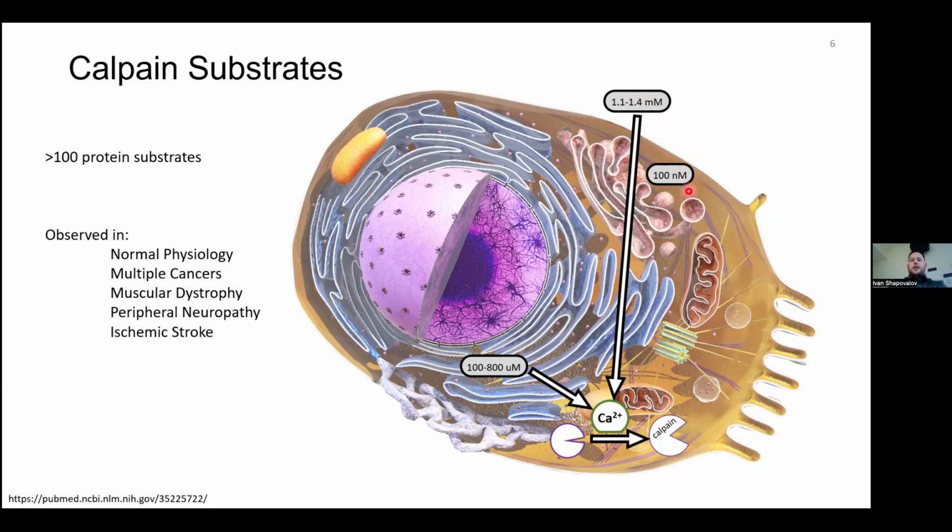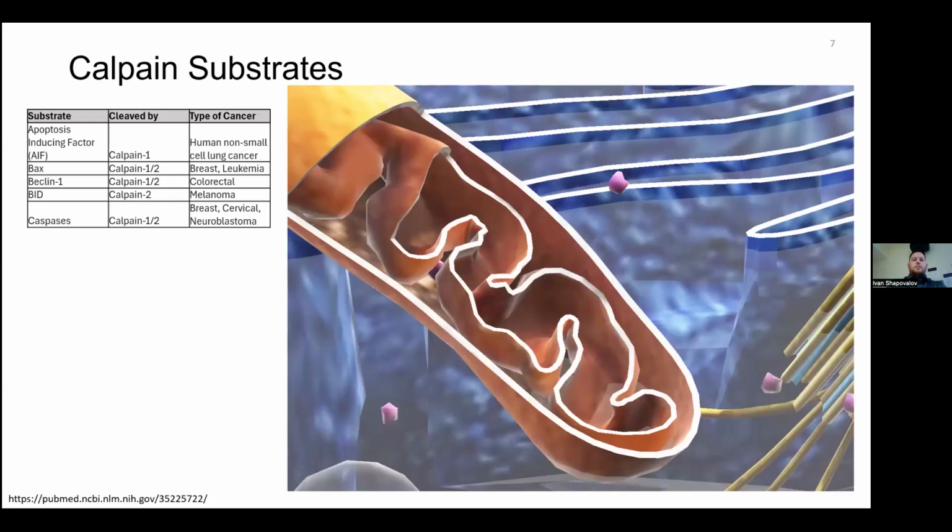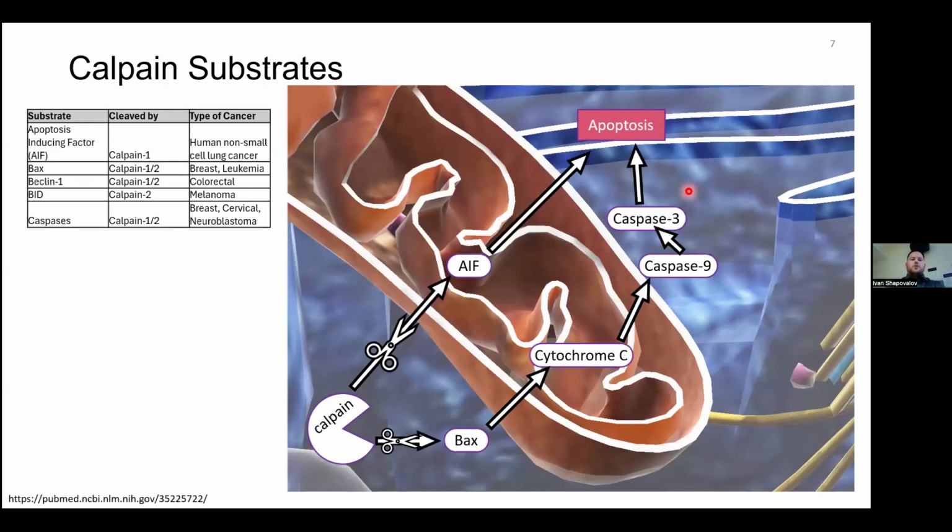And then once Calpain is activated, again, to reiterate, it depends on where it's activated and what it's going to do. For example, if Calpain is activated at mitochondria, there are a few known Calpain substrates there. For example, BAX and the apoptosis inducing factor. And when Calpain cleaves those, that nudges the cell towards apoptosis.